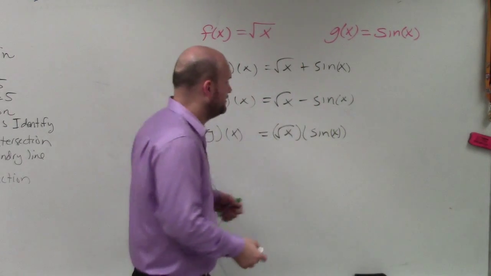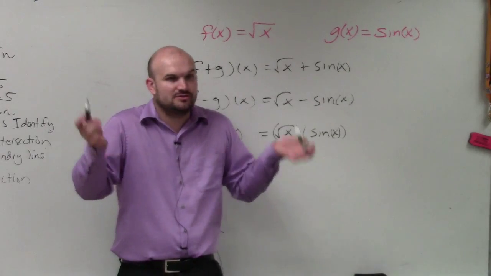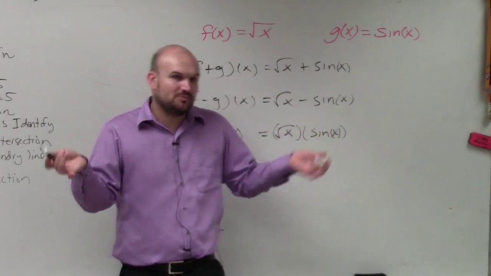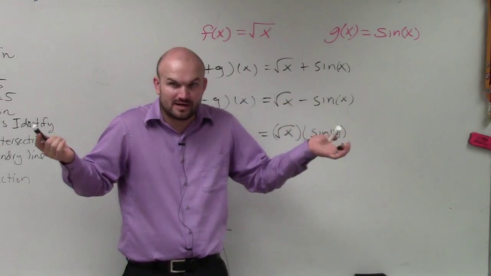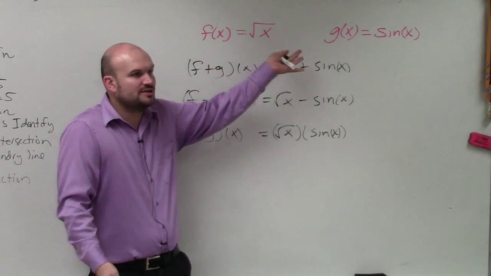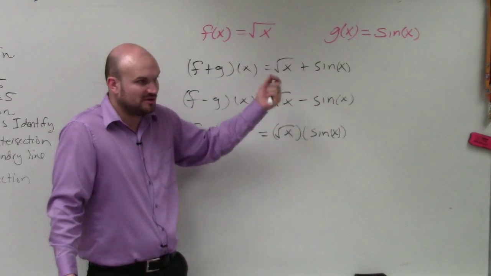It's like doing the same with 5 and x. You can't add 5 and x. You just do 5 plus x. You can't multiply 5 times x and get something. It's just 5x, 5 times x, right? This is the same thing. These are just totally two different types of functions. I can't do anything. So I just say I'm adding them, subtracting them, and multiplying them.